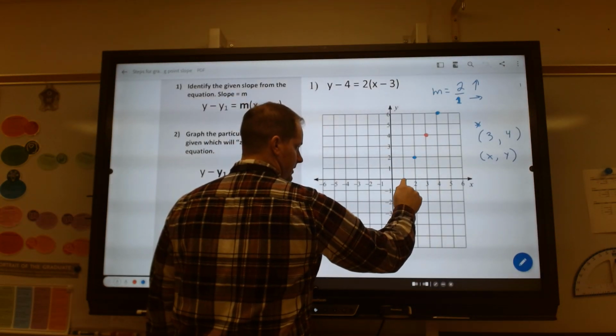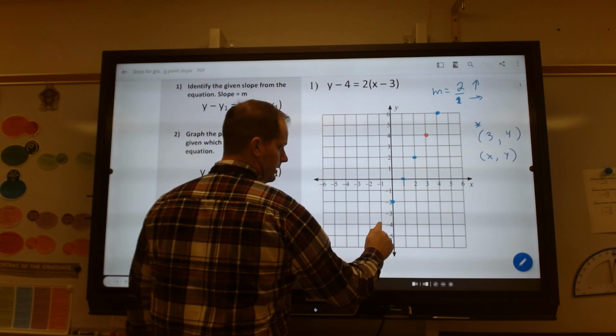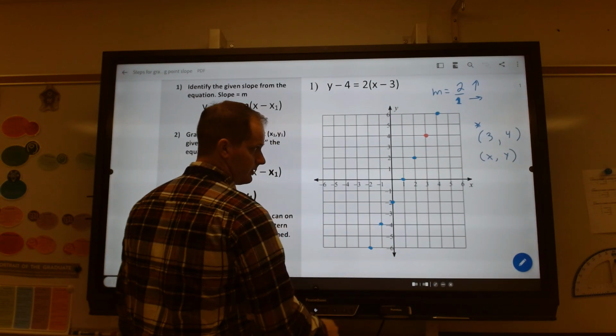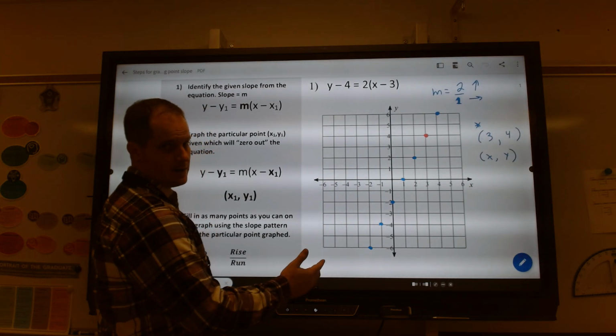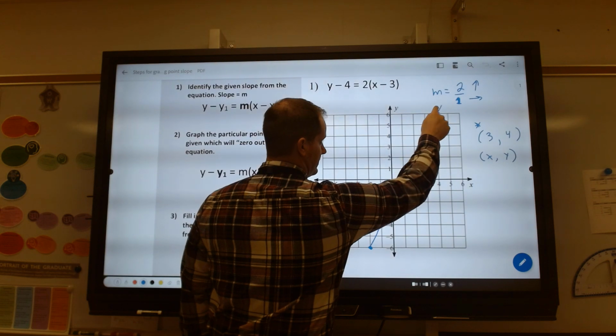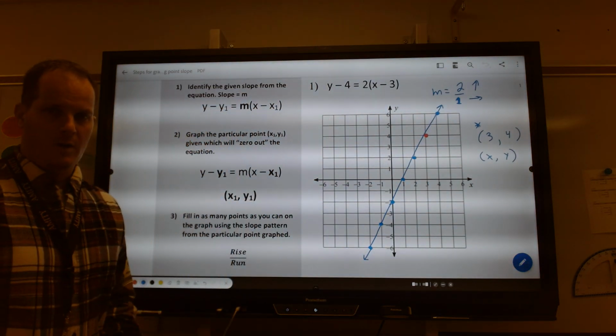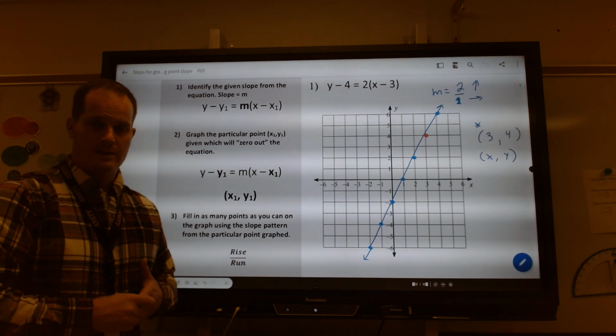As long as I keep that integrity and I have that rate of change, I can continue the pattern until I exhaust the graph. Once the graph is exhausted and all points are put in, I'm going to draw a line connecting everything together and an arrow. So this is the third form of our linear functions that we'll be looking at.